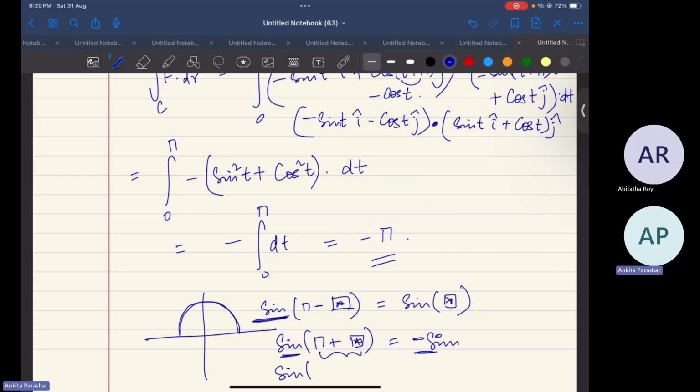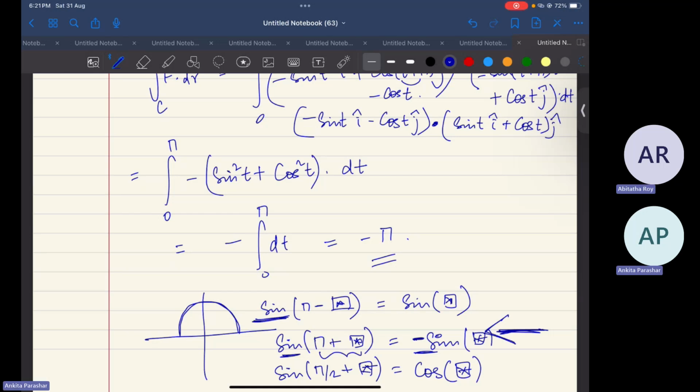But if you have sine of pi by 2 plus something, the function will change to cos, but the sign stays positive. As soon as you have pi, the function will remain the same. There is a sign over there. Is it plus? Is it minus? It depends. So once you cross pi and the function is sine, it will just remain sine, but the sign will be minus one here.